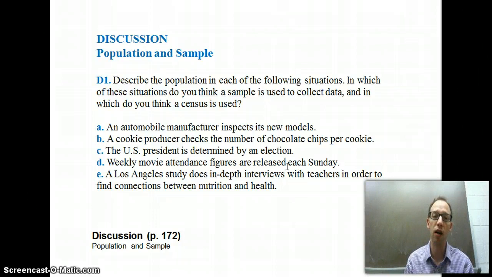On the other hand, a car is something very important because of the safety of its passengers, more so than perhaps other things like the candy or cookie manufacturer, where it really doesn't matter how many chips are per cookie. There would be more of an inspection for each car, so more of a tendency towards the census in that first one.